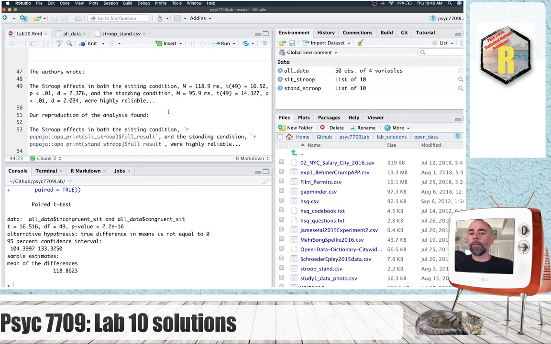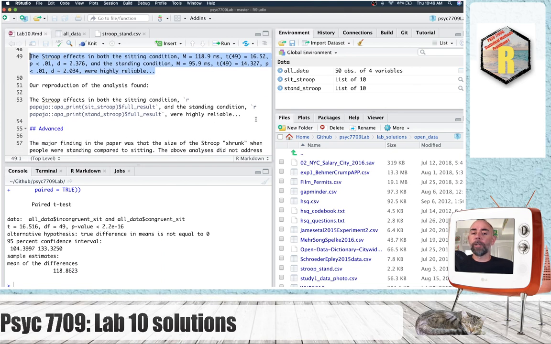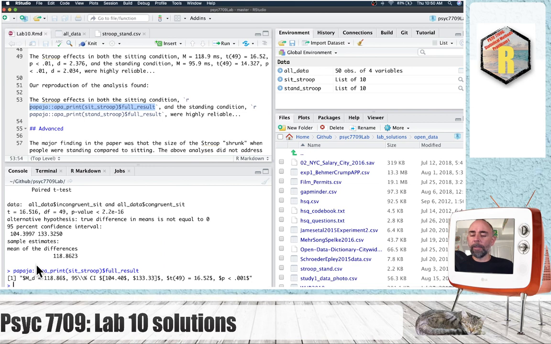And in my analysis, what I've done is I've just copied the t-test results directly from the paper, and I've showed an example of rewriting them using our own analysis. And in this case, I've used the papaja library or package because it contains something called the apa_print function. And notice what I've done. I've taken the variable containing the t-test for the sit-stroop condition, and I put that variable inside the apa_print function, and I've asked it to print out the full result. And so that gives me the mean difference, some confidence intervals, and the t-test.